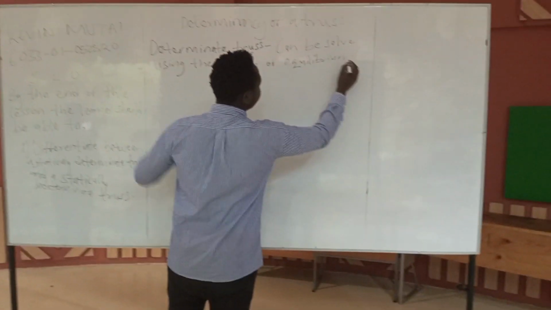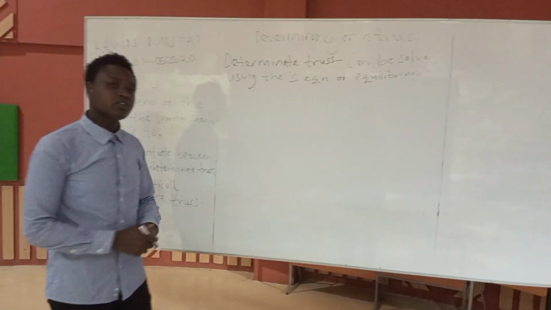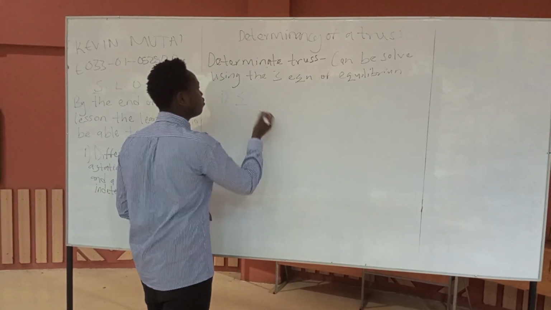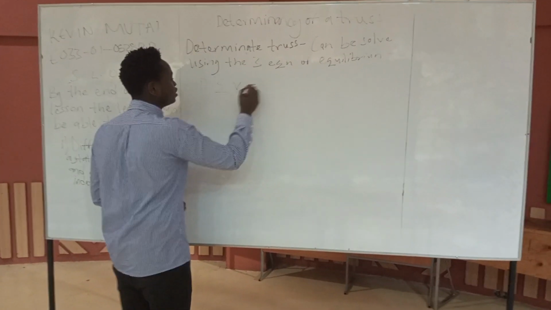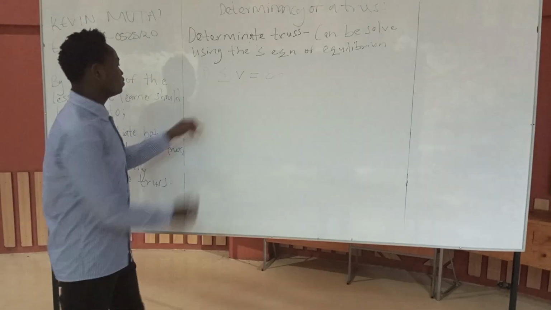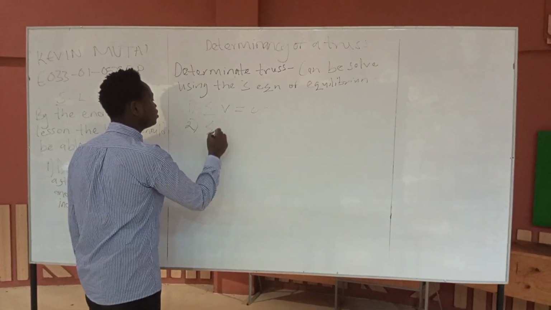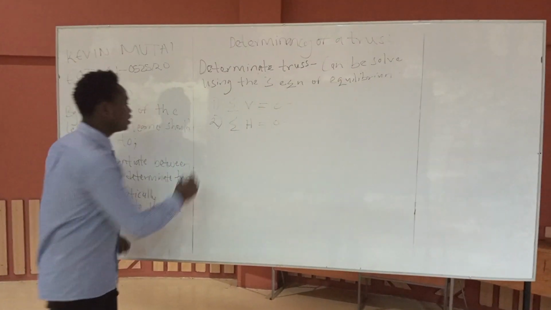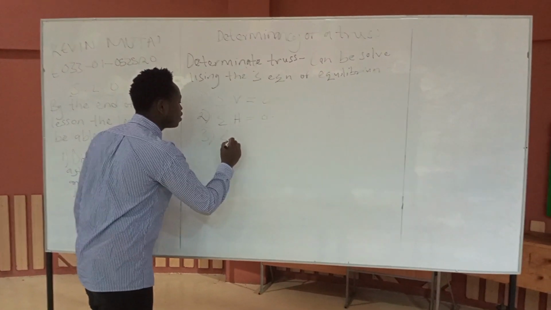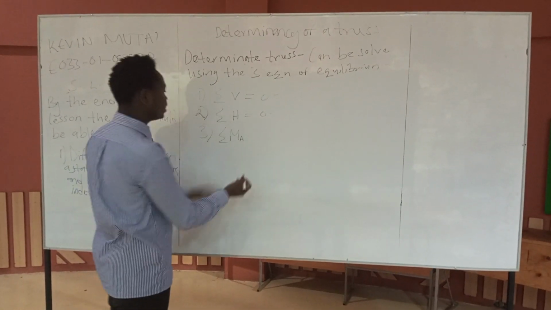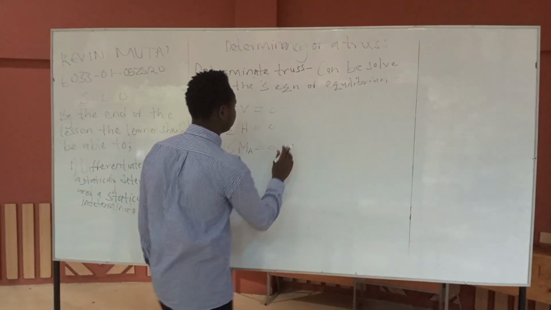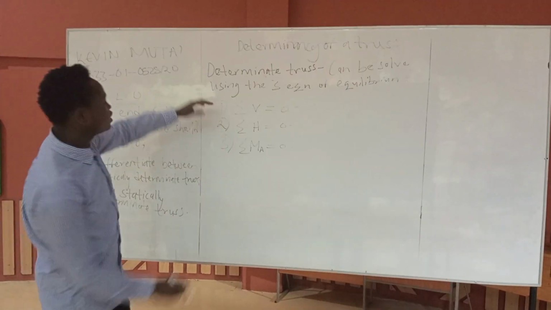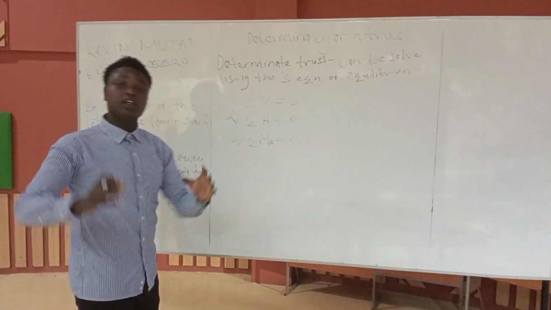So, what are the three equations of equilibrium? One, summation of vertical forces is equal to 0. Two, summation of horizontal forces is equal to 0. Three, summation of moments at a point, let's say A, is equal to 0. So a truss is determinate if it can be solved by the three equations of equilibrium.